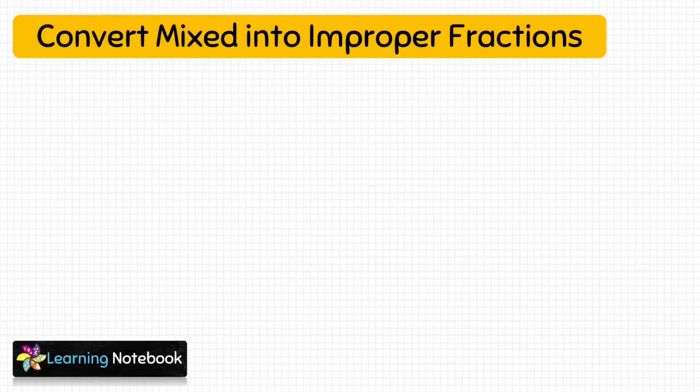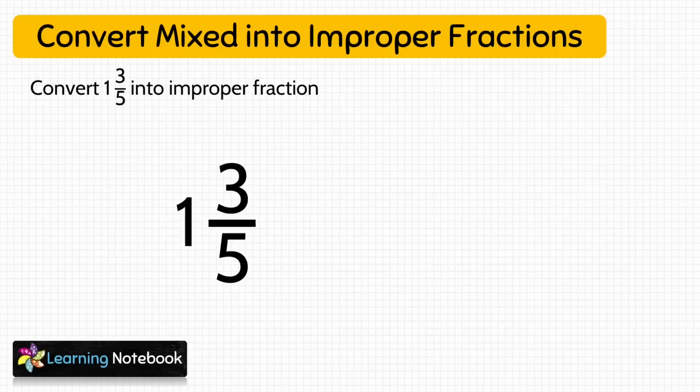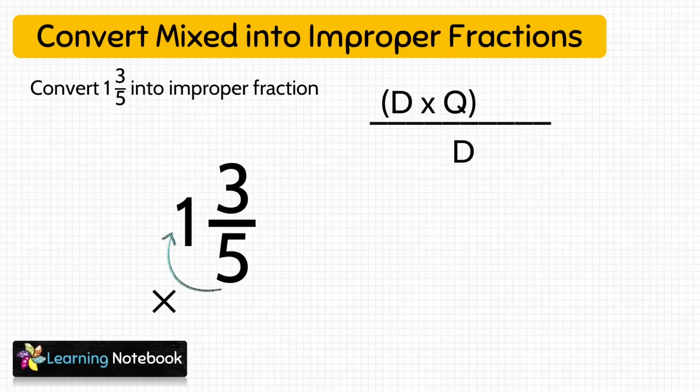Now let's see how to convert mixed fraction into improper fraction. Question is, convert 1 3 by 5 into improper fraction. So here we are given a mixed fraction 1 3 by 5 and we have to convert it into an improper fraction. First, students, always remember that denominator in both these fractions would always be same, which is the divisor. Now, to find the numerator, we will multiply divisor by quotient first and then add remainder to it.